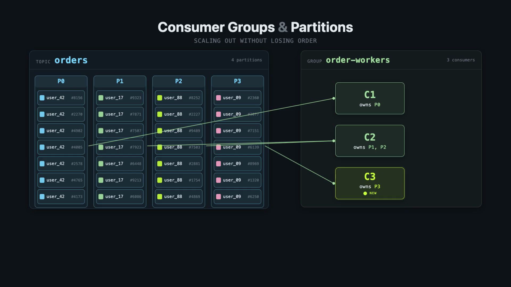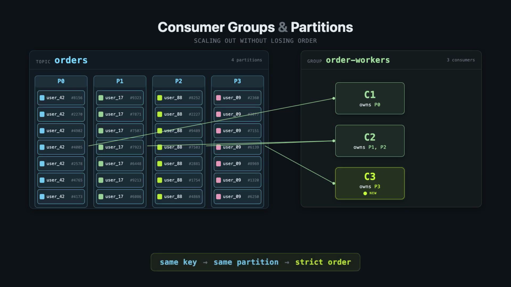One important rule: inside a group, each partition is owned by exactly one consumer. That guarantees ordering. Messages for the same key always go to the same partition, and that partition is processed by one worker in order. Parallel where you can, ordered where you must.